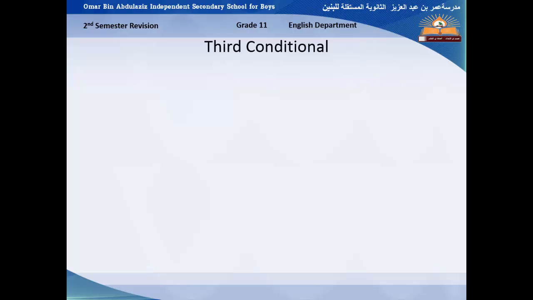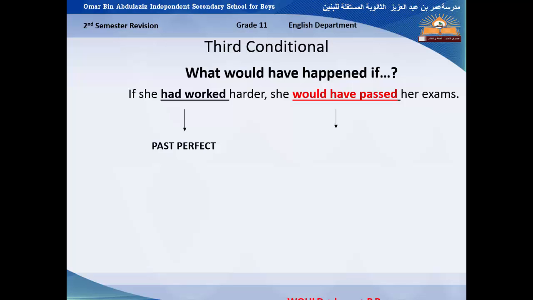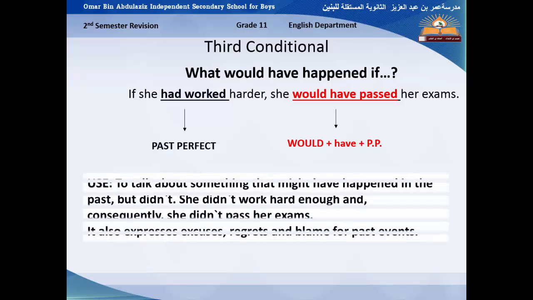Now with the third conditional. What would have happened if? Let's read this example. If she had worked harder, she would have passed her exams. The if clause consists of the past perfect tense, which is had followed by the past participle, while the result clause consists of would and have followed by the past participle, or the third form of the verb.